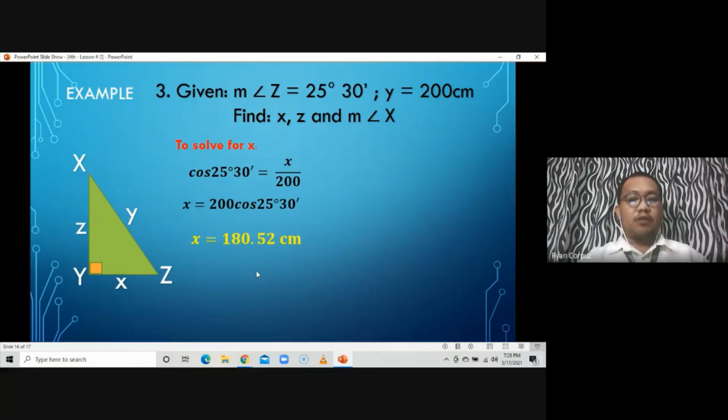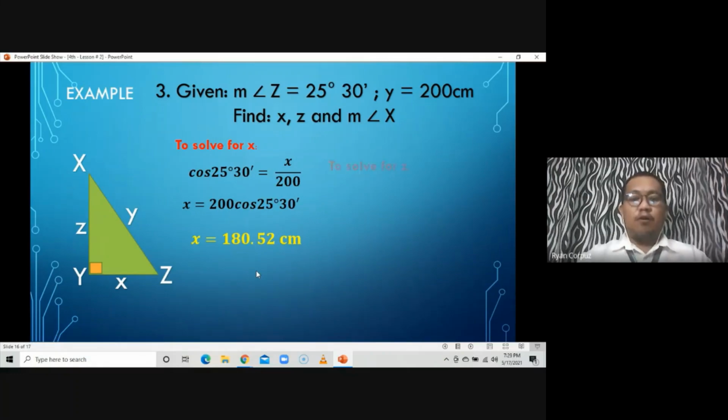So x is equal to 180.52 centimeters. So did you get that? Did you get the same answer as that? So hopefully, yes, if you follow the right keys to press in a scientific calculator, you'll end up with the same answer as mine, na 180.52 centimeters. So that's how we solve for x.